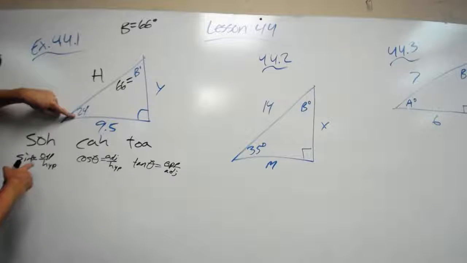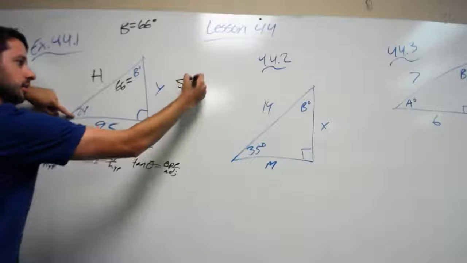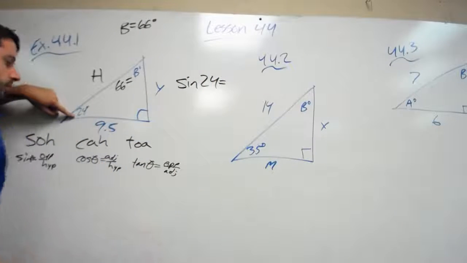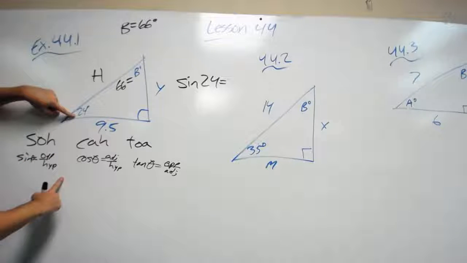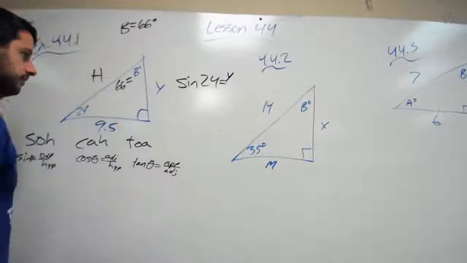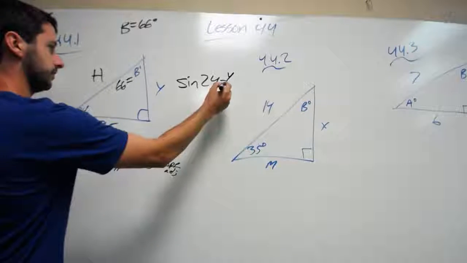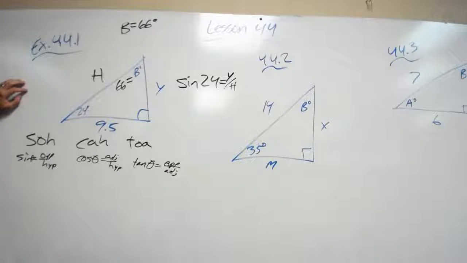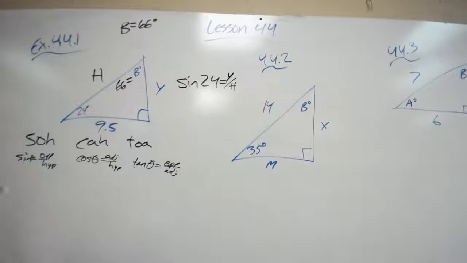So what is the sine of theta? Okay, our theta is 24. So if we said sine of 24 degrees, what does that equal? Well, it equals opposite over hypotenuse. So what's the opposite of 24? Opposite of 24 would be y. Now what's the hypotenuse? Hypotenuse is h. So sine of 24 equals y over h. Well, that's two variables, y and h, so we can't solve for that.